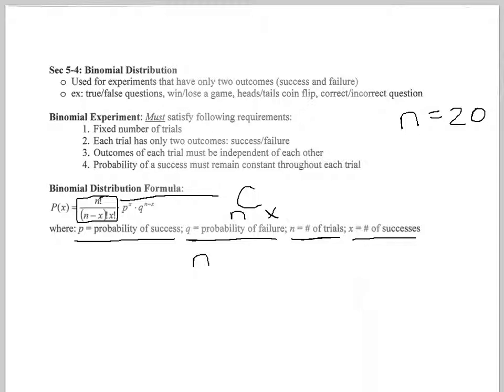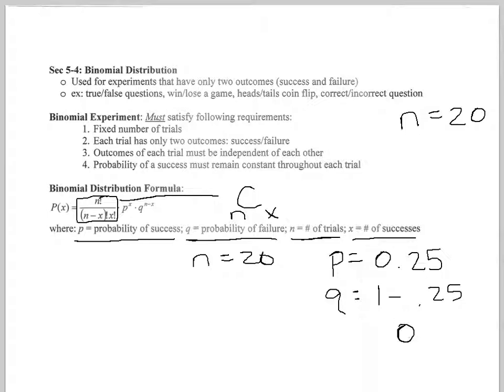So let's say you're taking a 20 question multiple choice test and you have no idea about anything, so you're just guessing. There's 4 choices for each one, so you have a 1 in 4 chance of being correct. That would be my probability of success. My probability of failure would have to be 1 minus that number. And let's say I want to know what's the probability that I'm going to get 7 questions right out of 20. Well, then my X value would be 7. So then I would just plug those into the formula and set that up.